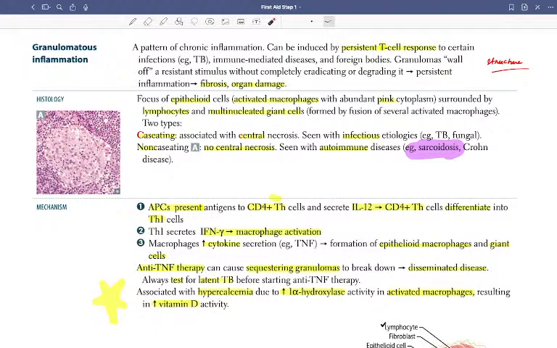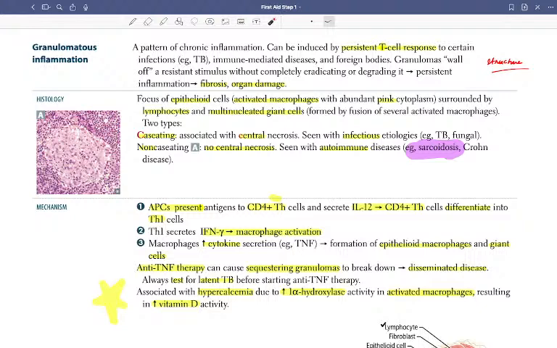Caseating necrosis means central necrosis, seen in infectious etiology: TB, fungal. Non-caseating means no central necrosis. Non-caseating granulomas are seen in non-infectious, autoimmune conditions, for example sarcoidosis and Crohn's. Caseating is all the infectious: TB, fungal, aspergilloma.